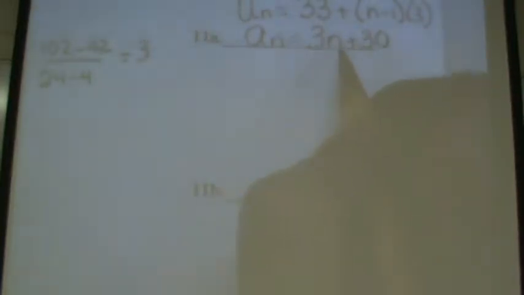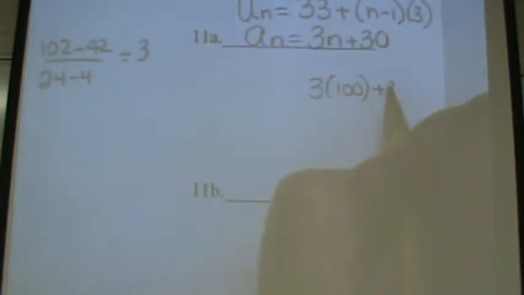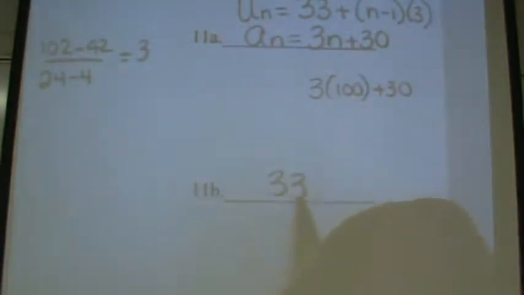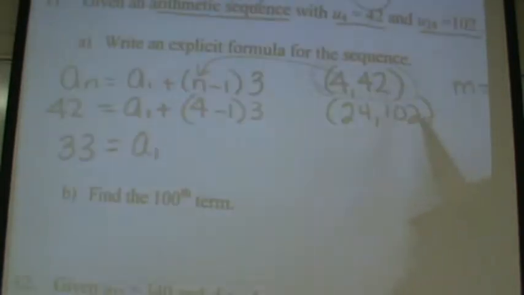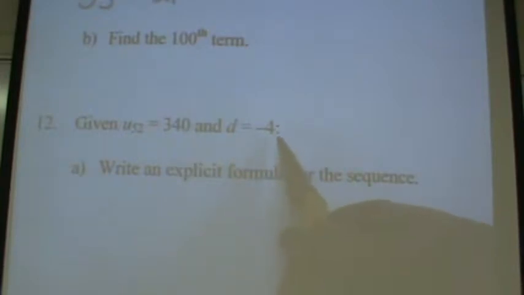Now to find the 100th term for the next question, you do 3 times 100 plus 30, and you get 330. Number 12 is easier than 11. The only thing different is you don't have to find the common difference. They gave it to you.